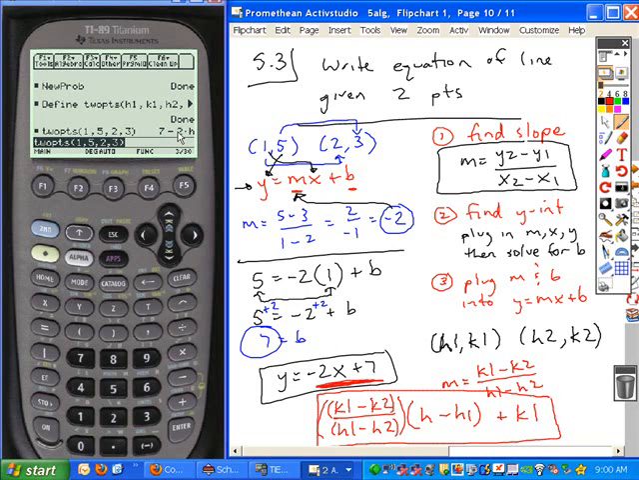It's easier because once you type it in now, you don't ever have to do any of this work.